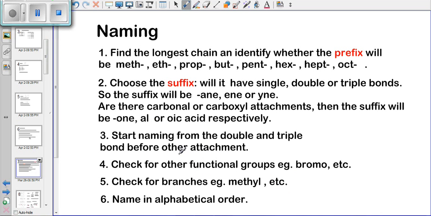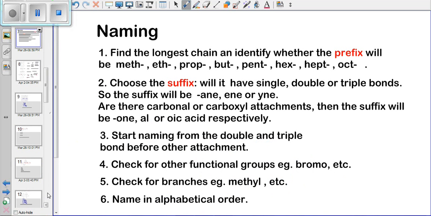Furthermore, we must notice that we have to start naming from the double and triple bond attachments. So you start naming from them and you move away from them. We will look at an example shortly. And then you must see if there is other attachment after it. If there are halogen attachments or methyl branches, then you put those in as well. And then you must name the whole compound in alphabetical order. So those are the rules that we need to know.